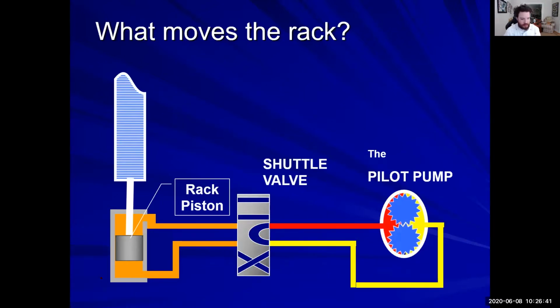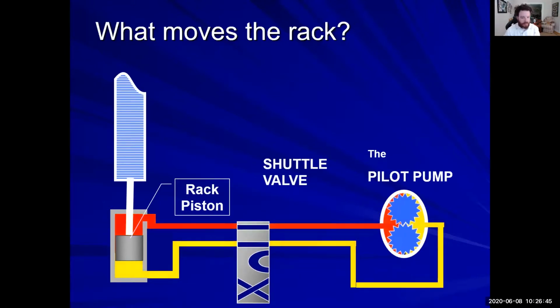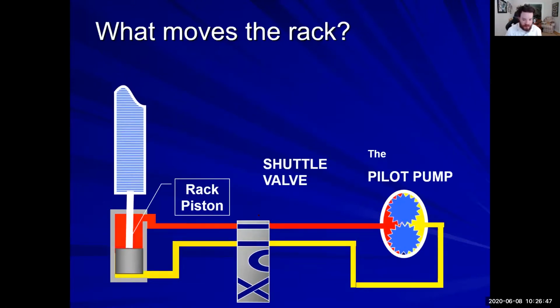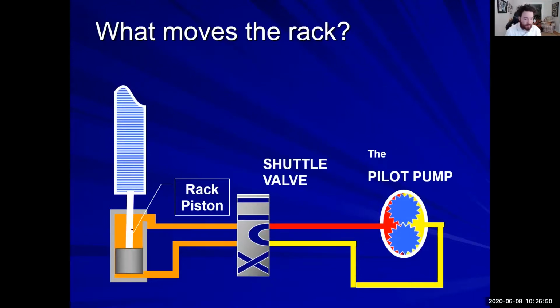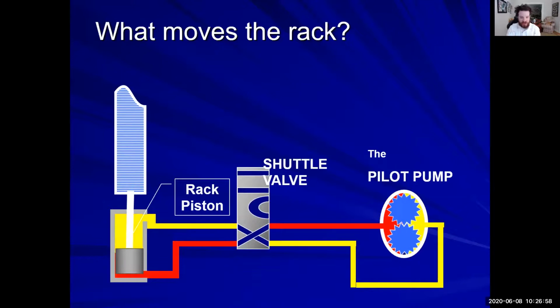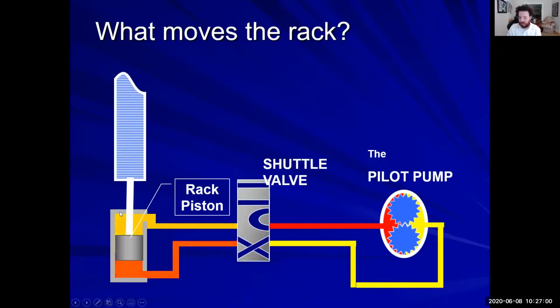But if we go to that position, now our flow is going straight through it. We change the position of the rack. We suck out of one side and we push fluid into the other. And vice versa will happen when we change to the opposite.